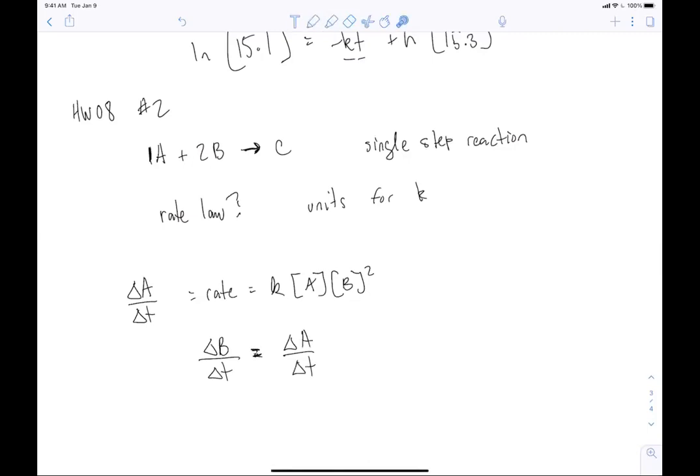And the reason for that is because we have twice as much B. I'm sorry, the stoichiometry on B is 2. So B disappears twice as fast as A. For every mole of A that reacts, 2 moles of B react. That means that if 1 mole of this disappears, 2 moles of this disappears. So what's the relationship between delta B and these two things?